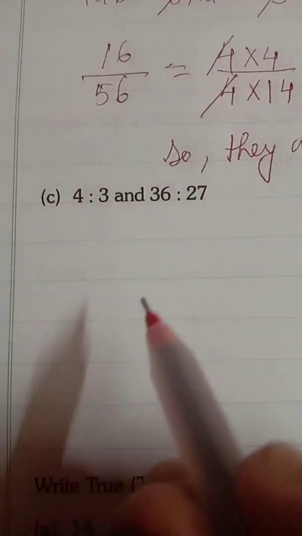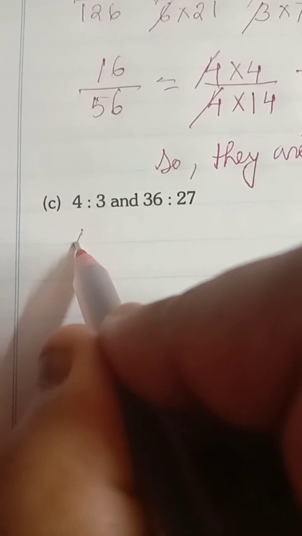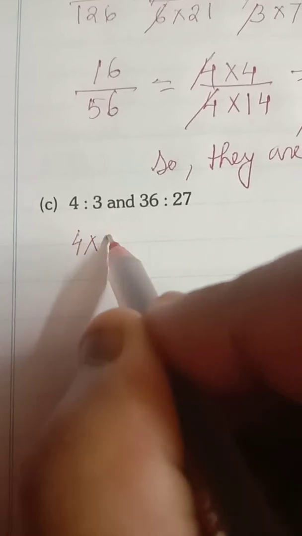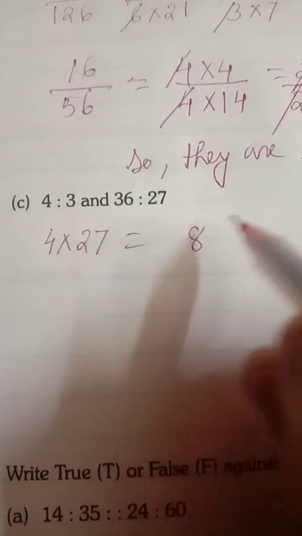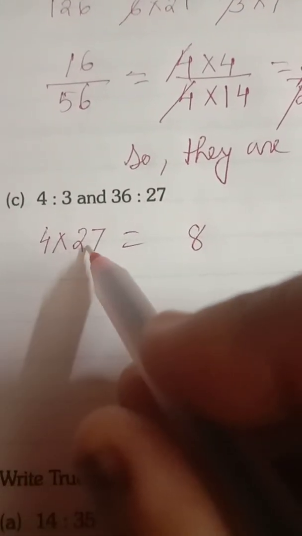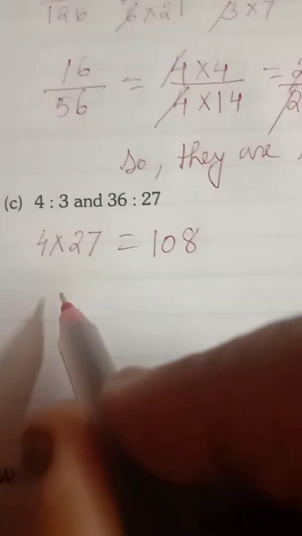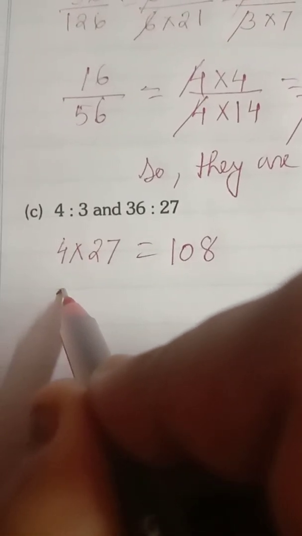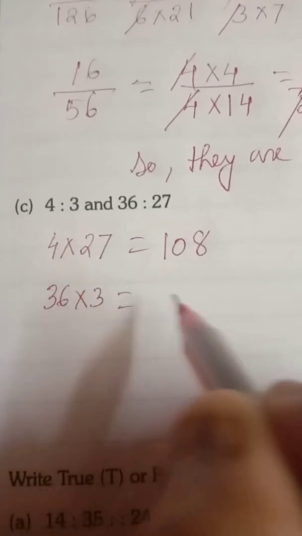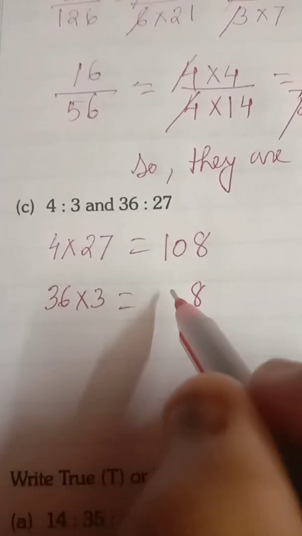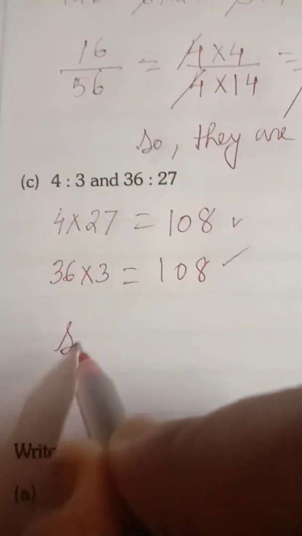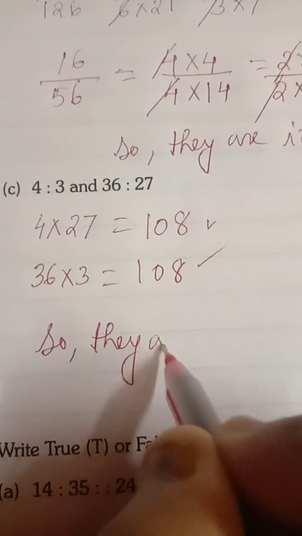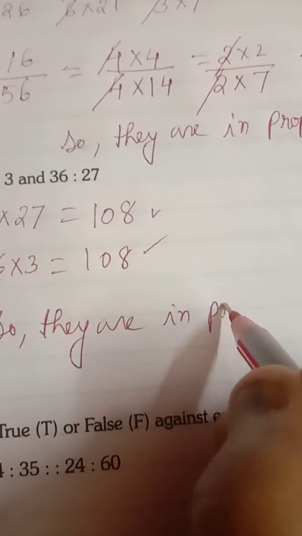Question number C. 4 is to 3 and 36 is to 27. Apply the second method. 4 into 27. 4 7s are 28, carry 2. 4 2s are 8 plus 2, 10. 108. And then 36 and 3. 3 6s are 18. 3 3s are 9 plus 1, 10. In both the cases this is 108. So they are in proportion.